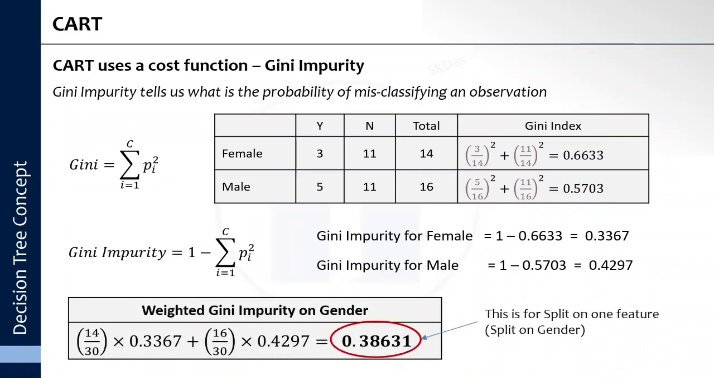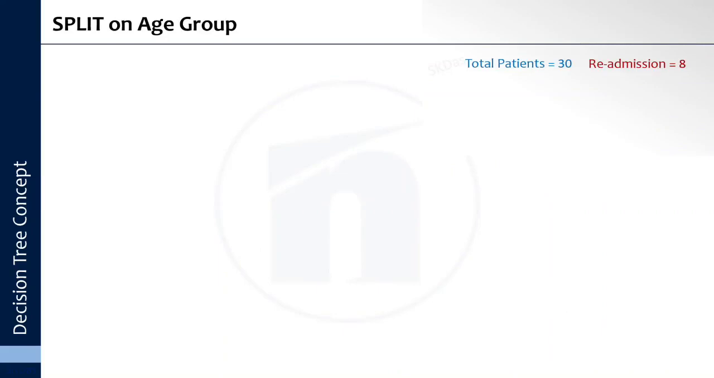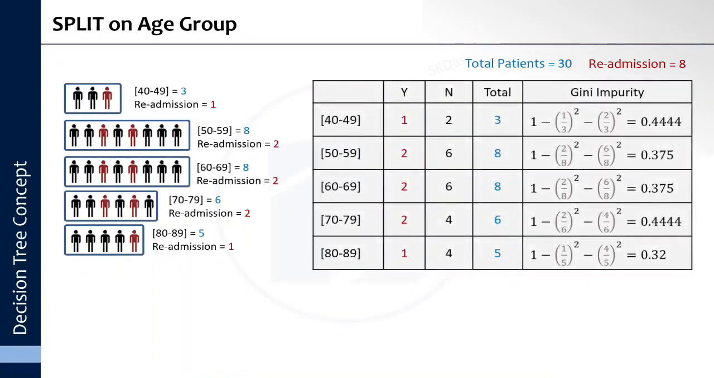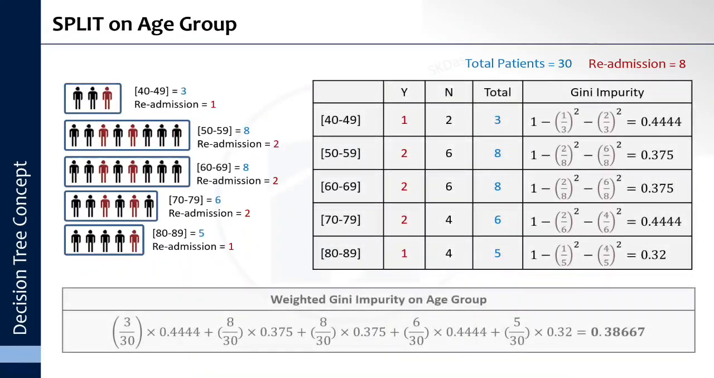So we need to calculate the Gini impurities for all the other parameters. Here we see the Gini impurity calculation if the split is on the basis of age group. You can pause the video over here and see the calculation details.